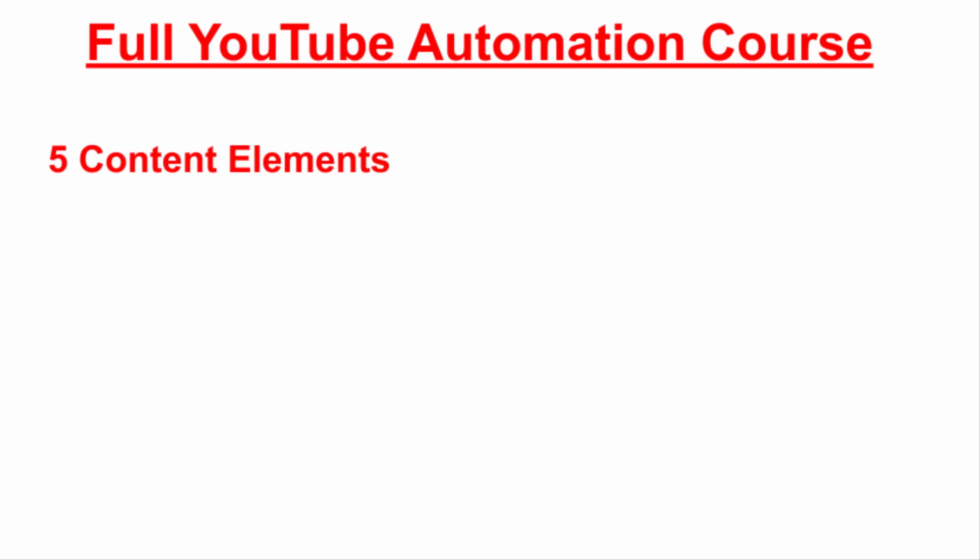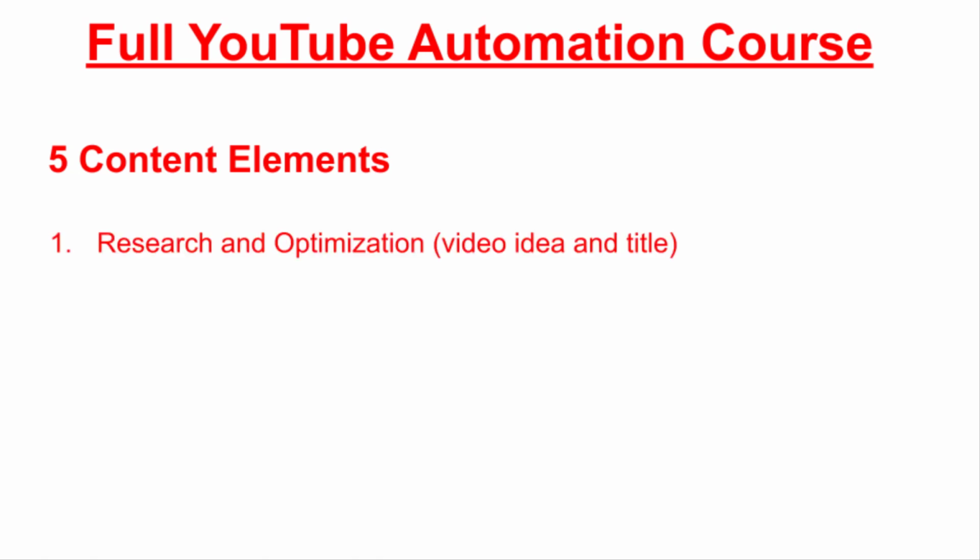Now, there are 5 content elements, and these are the 5 common elements, no matter if it's a faceless video or not. But let's only focus on the faceless ones. So first of all, we have someone who does their research prior to coming up with the idea. So in order to come up with the idea, they will do some research and they will optimize the video, which means they will come up with a video idea and they will write a title for the video.